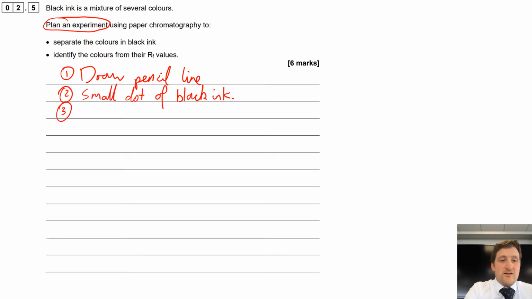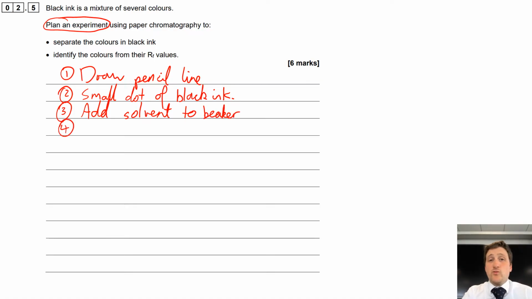We then add some solvent. Okay, they haven't given us the solvent in the question. They haven't given us solvent, so we're allowed to just say solvent. Okay, if you said water, that's also acceptable. We then place paper in solvent.